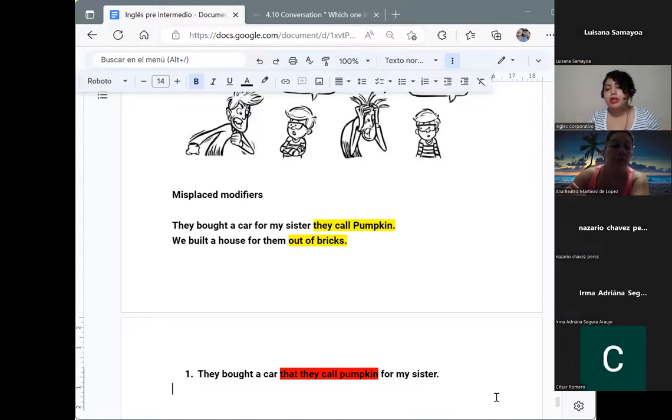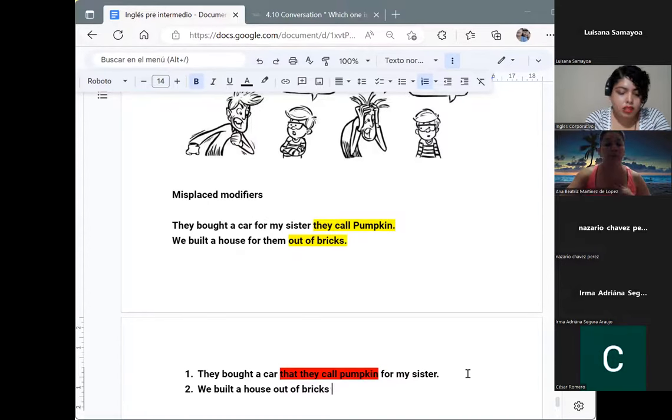They bought a car that they call pumpkin for my sister. Now, the second one. We built a house out of bricks for them. Construimos una casa de ladrillos para ellos. Ahí sí estamos especificando que utilizamos un material específico, ¿verdad? Para construir la casa para ellos.